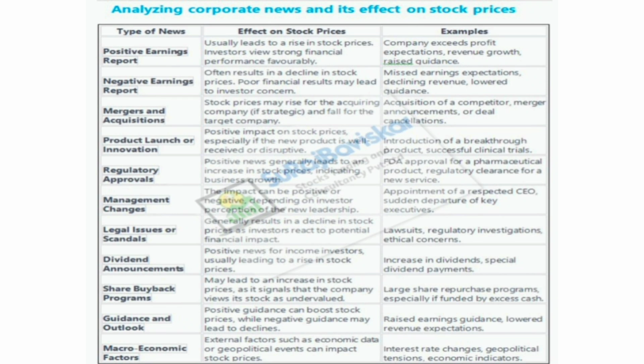Coming to negative earnings reports. Negative earnings reports often result in a decline in the stock price. Poor financial results may lead to investors' concern. Example, missed earnings expectation. So whatever expectation the company has set for the next quarter, if it is not matched, then definitely it is considered a negative earnings report and stock prices are declining. Declining revenues or lower guidance given by the company is also considered a negative earnings report, and you may see that the stock prices may decline in that case.